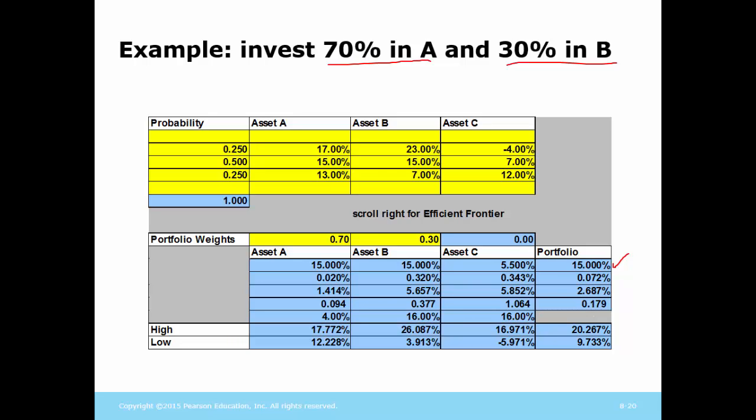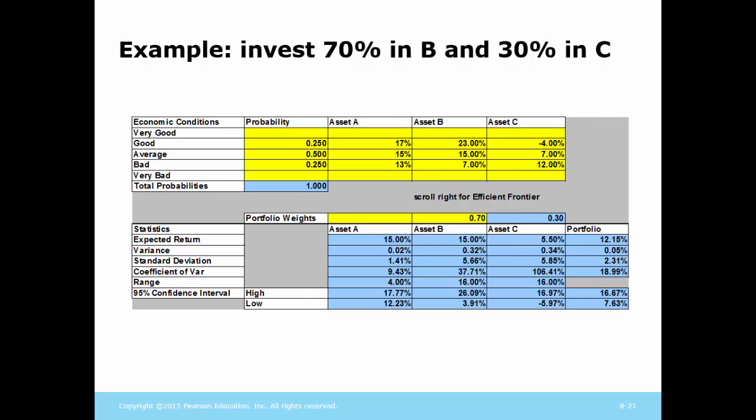So again, we know what the risk is and we know what the calculation of return is. So what if we now incorporate asset C? Let's put asset C in the mix. So I'm going to put 70% of my money in B and 30% of my money in C. So how does that work out? Well, if you look over here, here's our portfolio. Our average rate of return is now 12.15. We get a little bit less risk than what we had before.